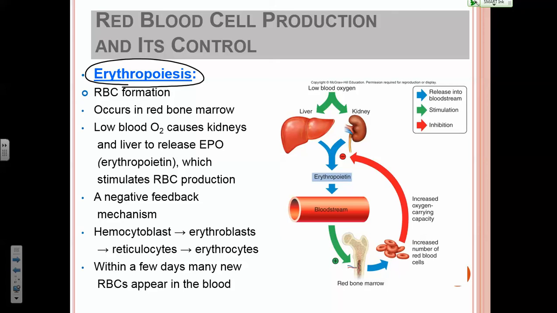It occurs in the red bone marrow, and it occurs anytime your blood oxygen drops. Because whenever your blood oxygen drops, your kidneys and your liver produce a hormone called erythropoietin. I promised you in chapter 13 that we wouldn't be finished with hormones when we finish the endocrine system chapter. We're going to see another hormone in almost every other, if not every, unit from here on out, at least 1 or 2 hormones. But this one for this chapter is called erythropoietin. That's a hormone. Make sure you know that's a hormone. Sometimes you hear it referred to as EPO.